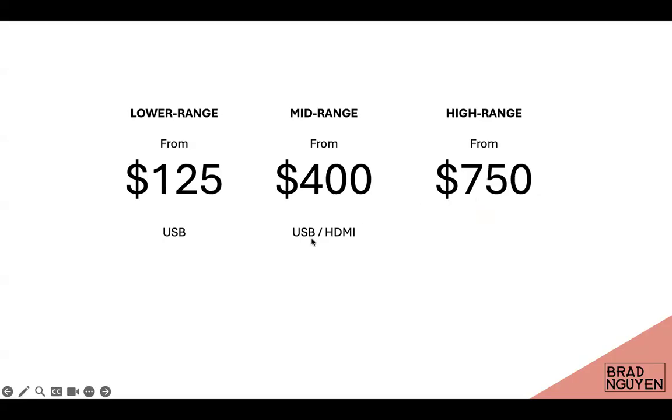In the higher range, you get the HDMI connection. You also start seeing some wireless options. I've never used a wireless option, but if someone wants to buy me a wireless visualizer, yeah, I won't say no. And then you also see those buttons for zoom, focus, and freeze as well.